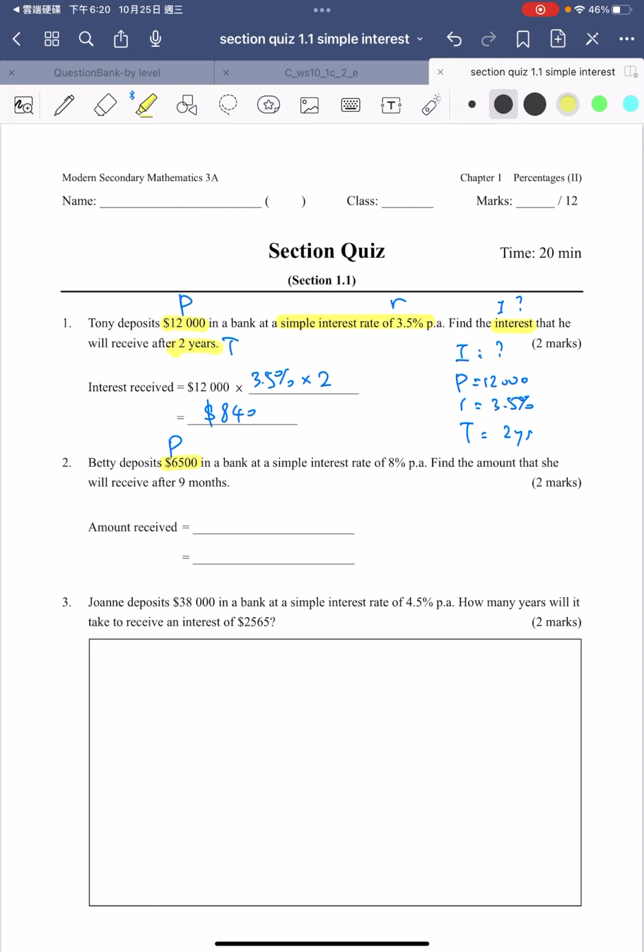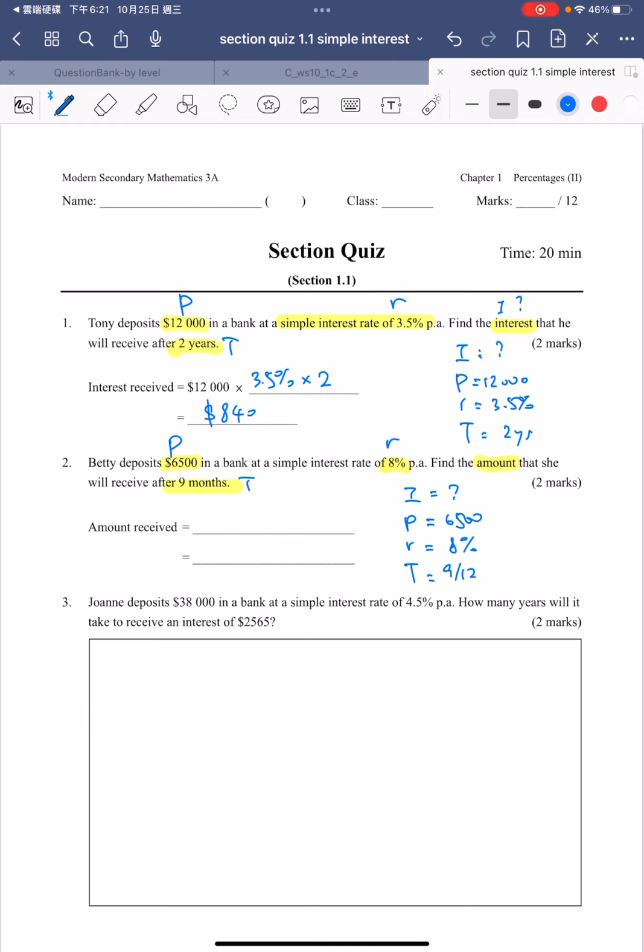For the second question, Beth deposits 6,500, which is our principal, in the bank at a simple interest rate of 8% per annum. That is our R. Find the amount. Be careful that they're asking for the amount she will receive after 9 months. So 9 months is our time. Just write down the I, P, R, T. I you don't know, the principal is 6,500, the R is equal to 8%. The time is now in months, but the unit that we want is in years, so we need to change it to 9 divided by 12.